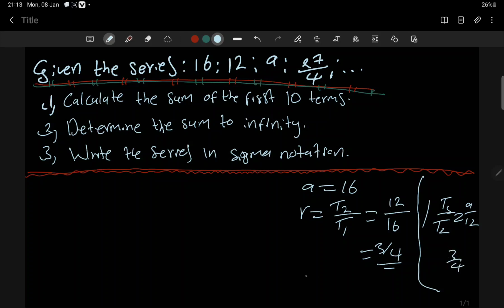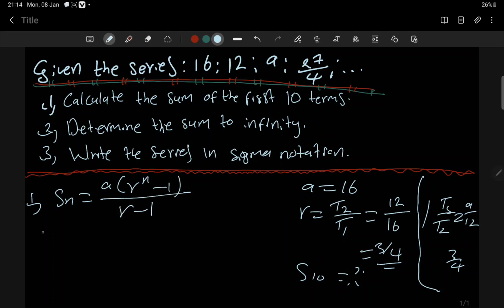And then they said the sum to S10. That's what we are calculating. The formula for Sn is given by Sn is equals to A into R to the n minus 1 over R minus 1. And then S10, the sum of the first 10 terms is A, that is 16, R, that is 3 over 4, and then the number n, that is 10 minus 1, everything over 3 over 4 minus 1.